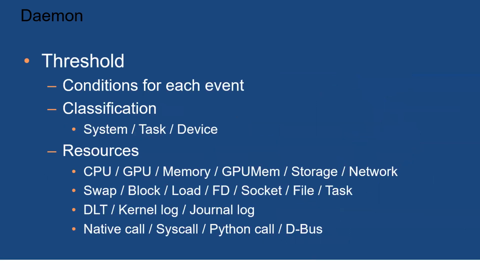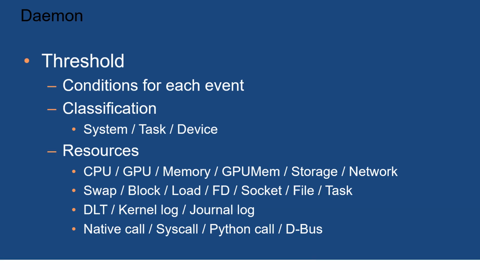In the demo, the occurrence condition of each event is defined as the threshold value of each resource defined in advance through the config file. Each event is largely classified into system, task, and device units. System type attributes are defined for system-wide resources. Task type attributes are defined for all or specific tasks. Device type attributes are defined for specific storages or network devices.